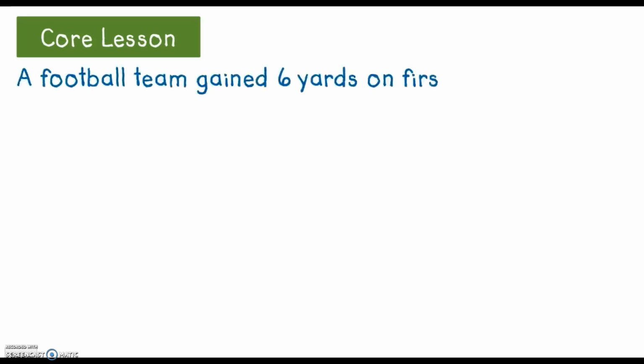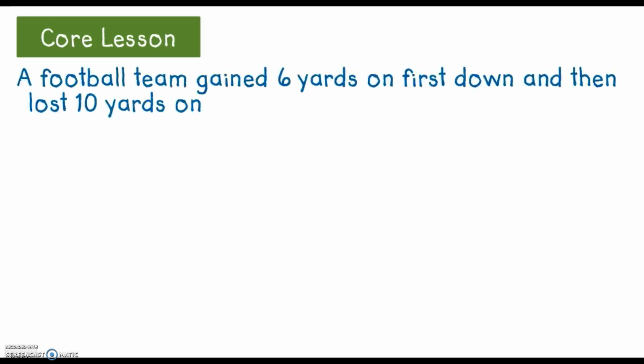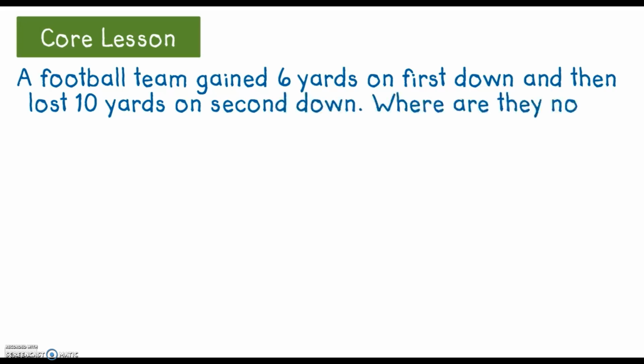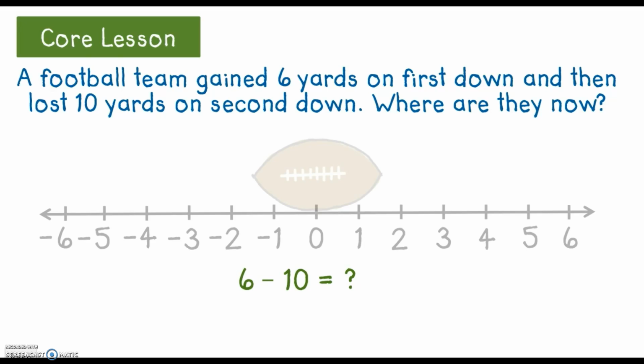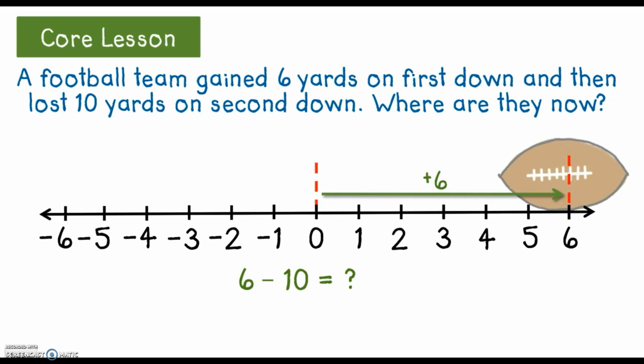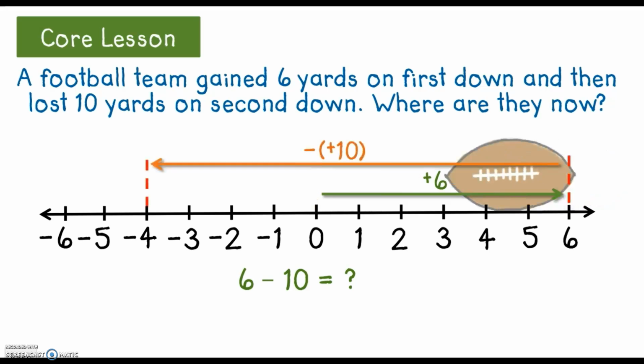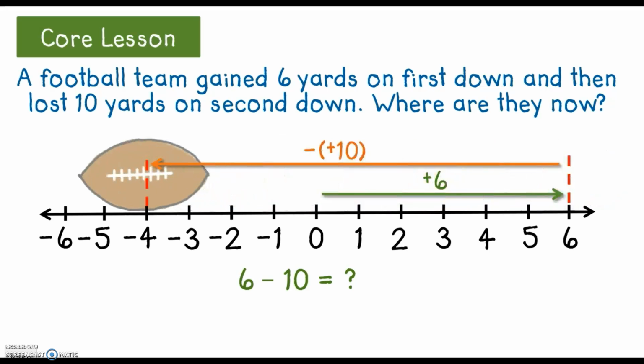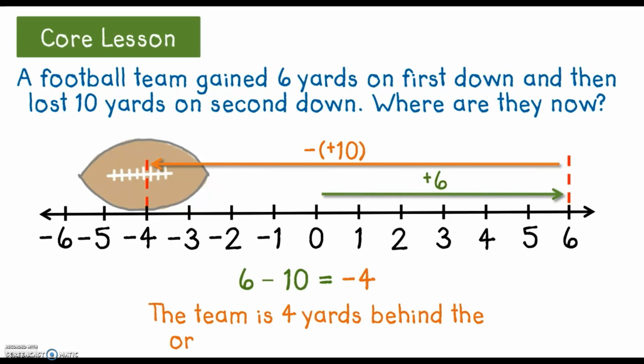A football team gained 6 yards on first down and then lost 10 yards on second down. Where are they now? 6 minus 10. They gained 6 yards, so we move 6 yards in the positive direction, and then they lost 10 yards. They're at -4. The team is 4 yards behind the original line of scrimmage.